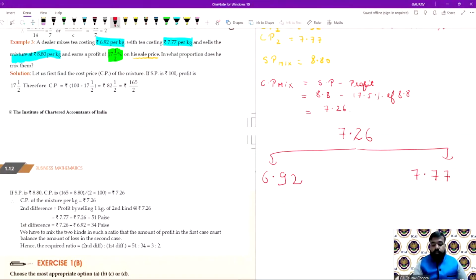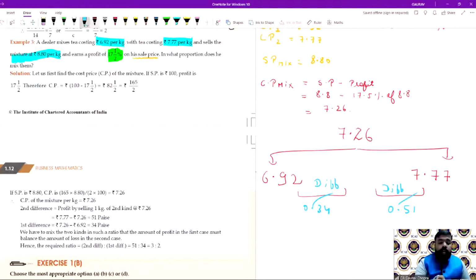Okay. So now we have to calculate the difference on both the sides. No need to take the sign, just calculate the difference. So 7.26 minus 6.92, how much are we getting? 0.34. And here also, 7.77 and 7.26, we are getting 0.51. Ignore the decimal.